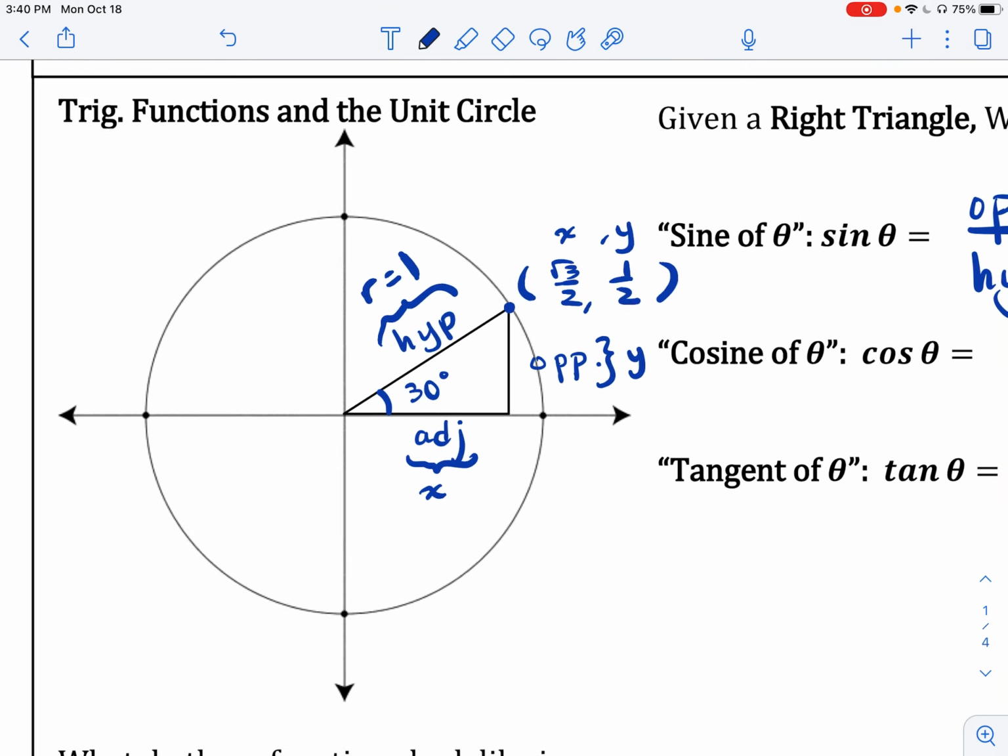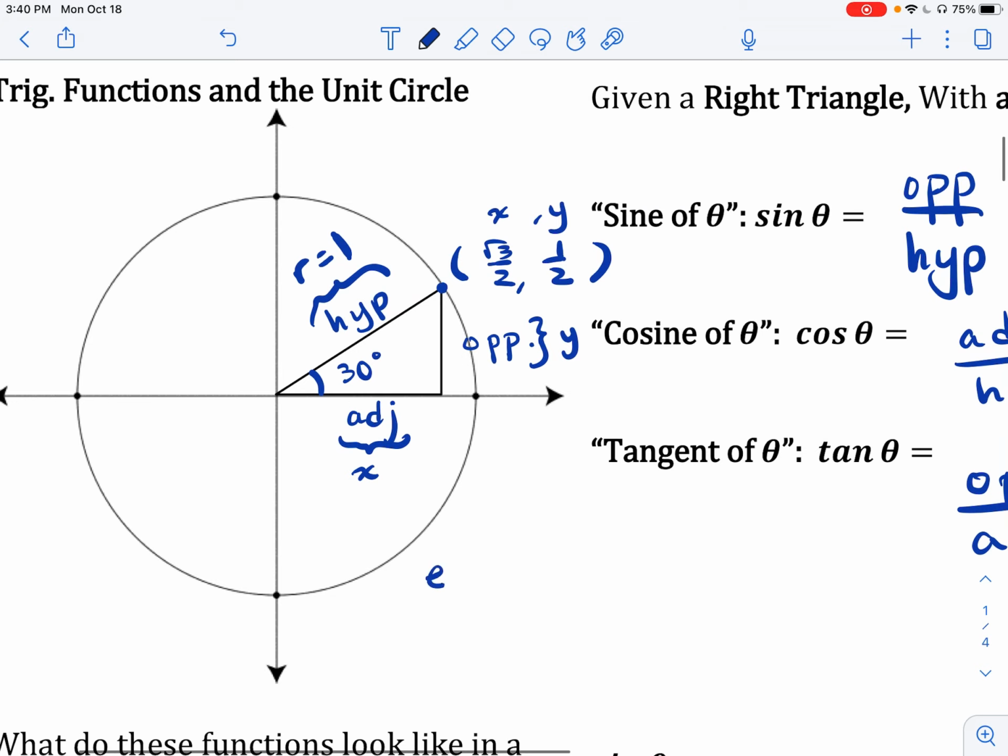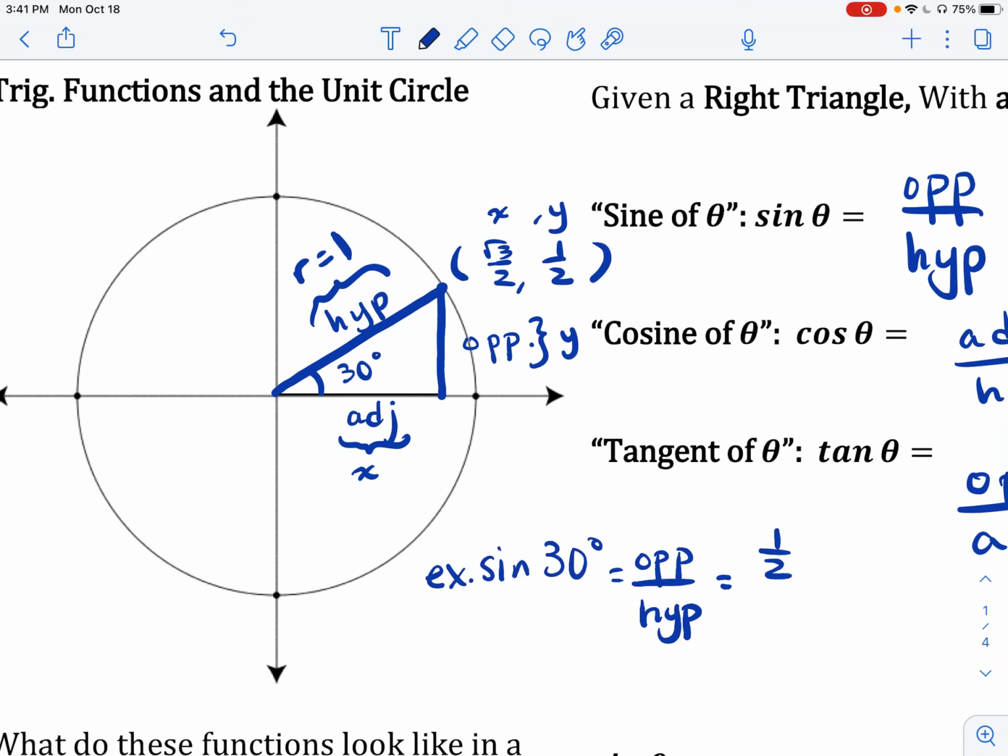Well, how does that help us here? If I were doing the sine of 30 degrees, I know the sine of 30 degrees is my opposite compared to my hypotenuse. Well, I know that my opposite side corresponds to whatever my y value is, and that's 1/2. Well, what is my hypotenuse? In understanding our unit circle, our hypotenuse is always going to be equal to 1. So 1/2 divided by 1 is just 1/2.